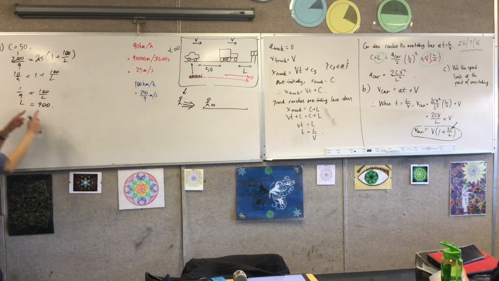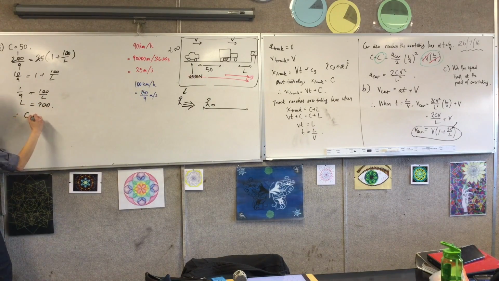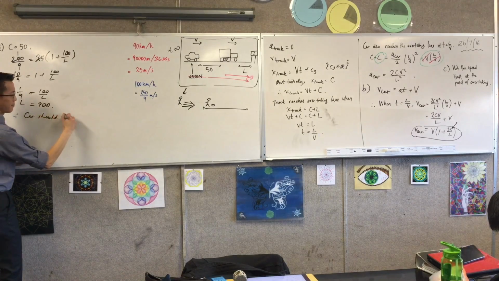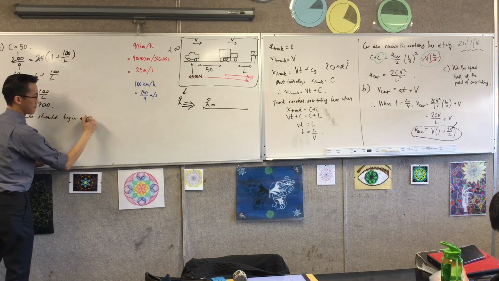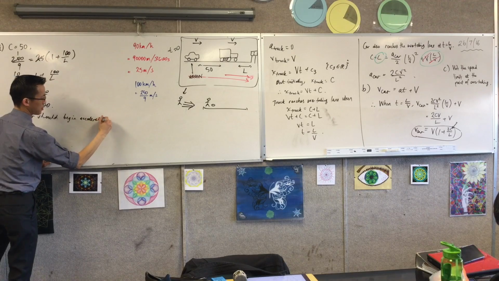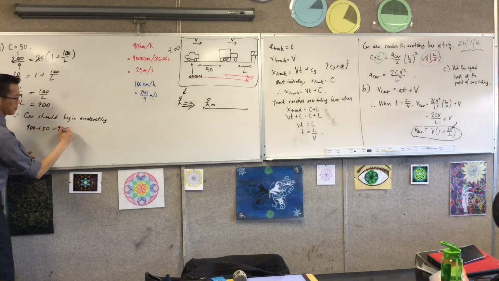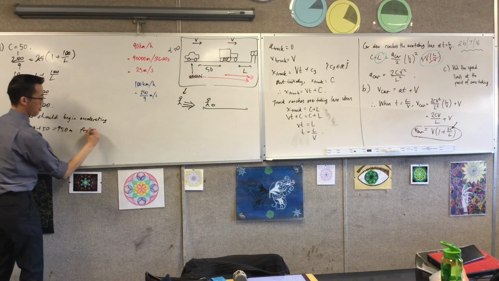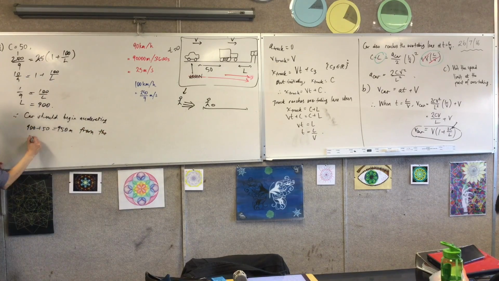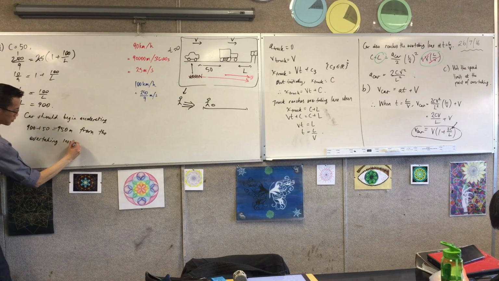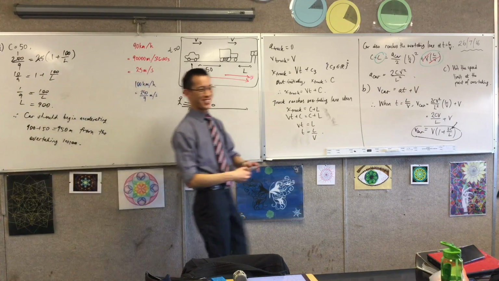Okay. So being that L is 900, that distance, therefore, the car should begin accelerating 900 plus that distance, 950 meters from the overtaking lane. I even put a tiny bit of work in here. And well done. You just put yourself in that category of people who can do extension questions in a Cambridge textbook.